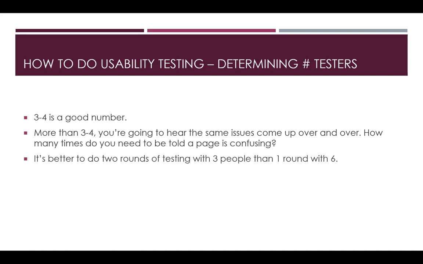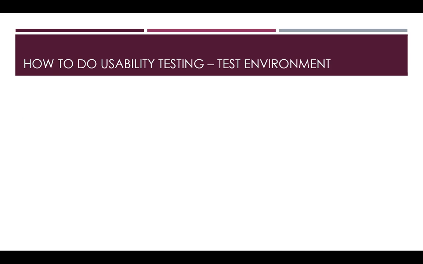And it's better to do 2 rounds of testing with 3 people than 1 round of 6, because as I mentioned earlier, as you solve the top end problems, it doesn't mean you have no problems left on your site. It means you have a new set of top end. So if you can do 2 rounds, you're going to get a lot more issues fixed.